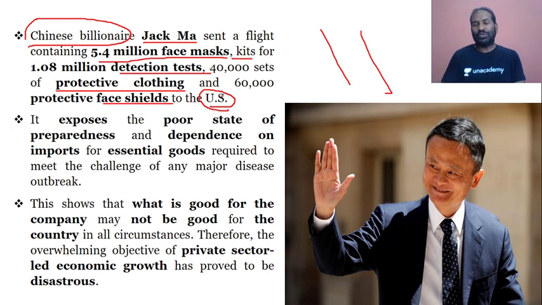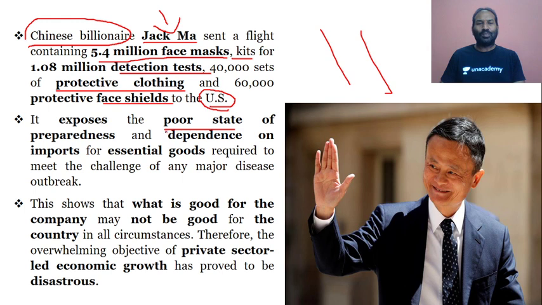Look at the way economic liberalization has come up with a new concept at the time of the pandemic situation. So developed countries are looking at developing countries. Developed countries wanted to go ahead with production now. Earlier they shifted their production bases to the developing countries. What does it expose, what Jack Ma has done?